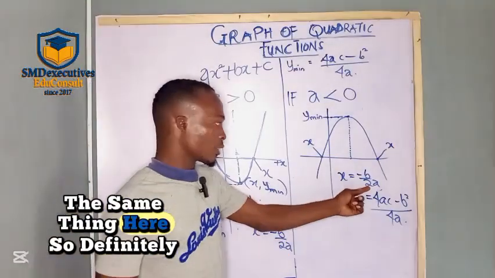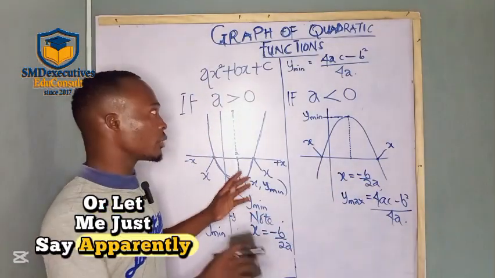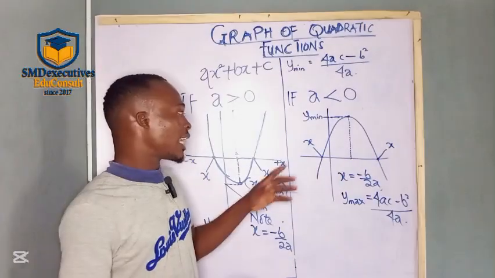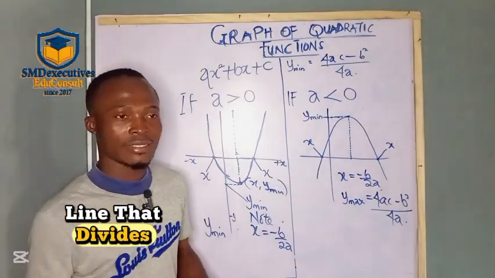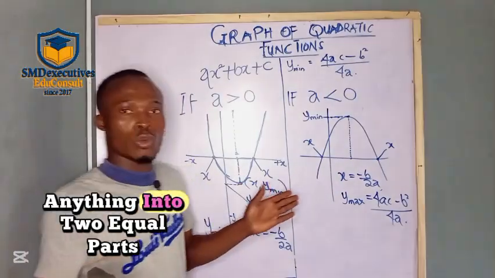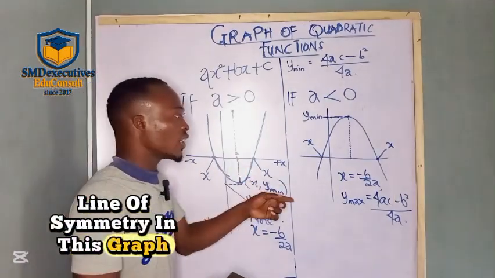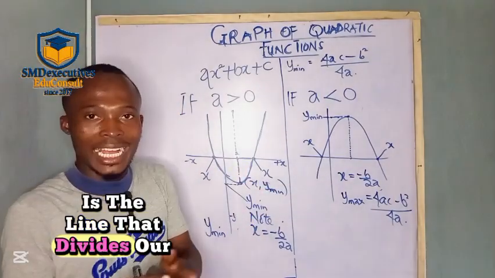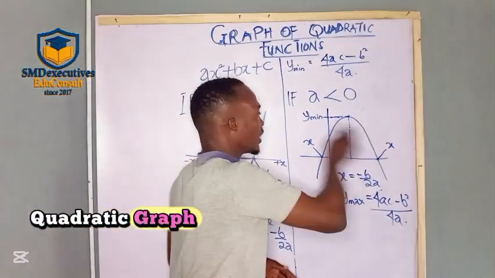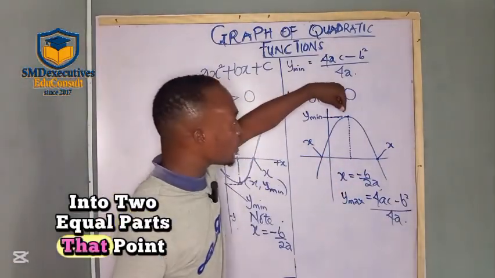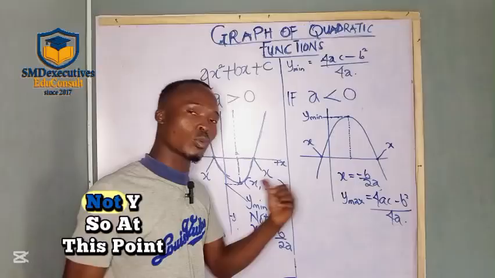The same thing here. Apparently we need to understand that the line of symmetry means a line that divides anything into two equal parts. But because we are doing a quadratic graph, we can say that the line of symmetry in this graph is the line that divides our quadratic graph into two equal parts, which points on the x-axis, not y.